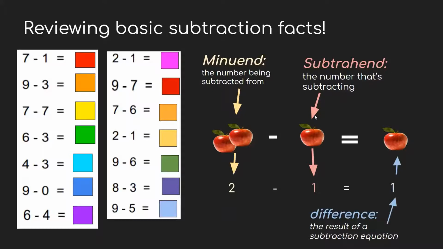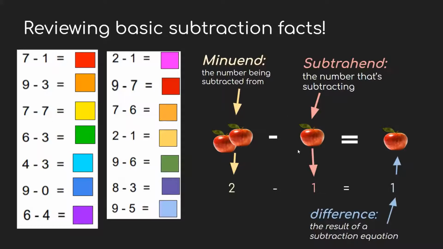Let's move on. Here we have some basic subtraction facts. First, let's talk about the parts of a subtraction problem. So the first number that we have in a subtraction problem is called the minuend. It's the number that's being subtracted from. In our picture problems, this would be the 2 apples because we are taking 1 apple from the 2 apples. So it's the number that's being subtracted from.